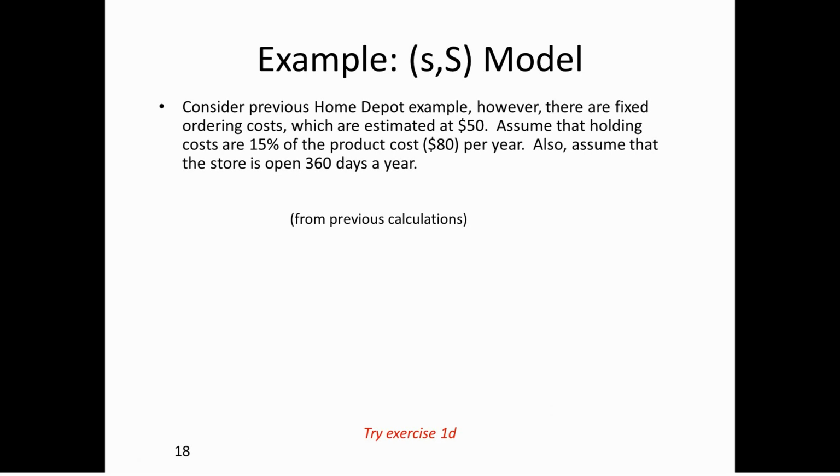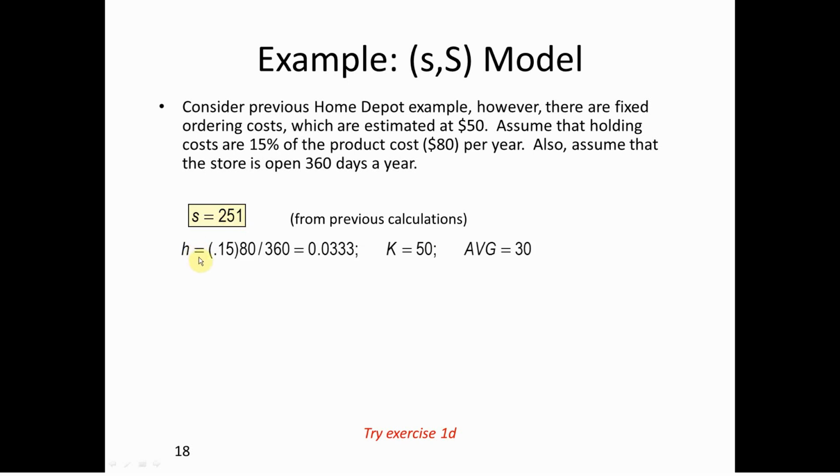So let's consider how we would do that. Again, look at Home Depot. Let's say there's a fixed ordering cost of about $50 an order, and we assume the holding costs are 15% of the product cost, which is $80 per year. We assume the store is open 360 days a year, and we've already figured that the base stock with the uncertain lead time was 251 units. So we already know the reorder point is going to be 251.